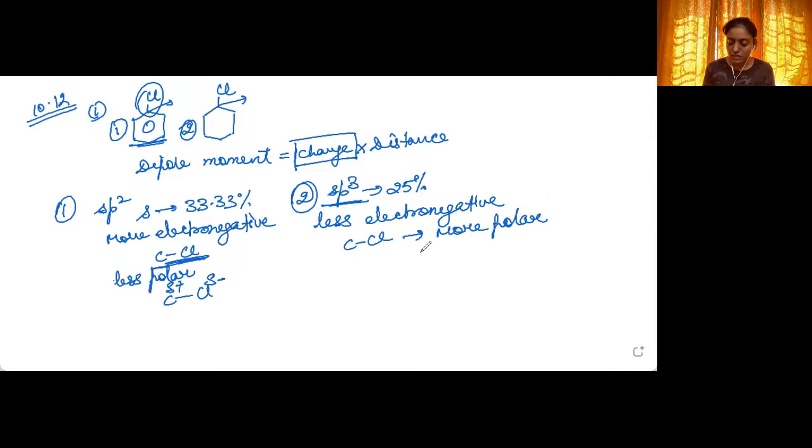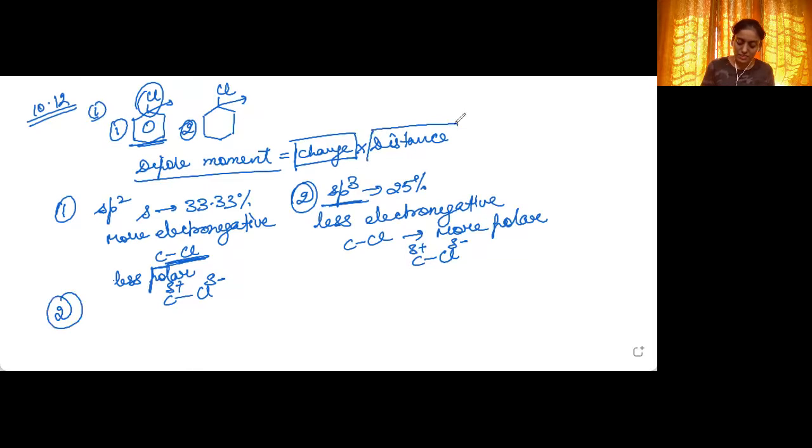More polarity means the partial charges on carbon and on chlorine will be higher. If the partial charge is higher, the dipole moment will be higher. Hope this is clear. If you are not clear, rewind this video and go back and see it once more. Now, let's move into the second factor.